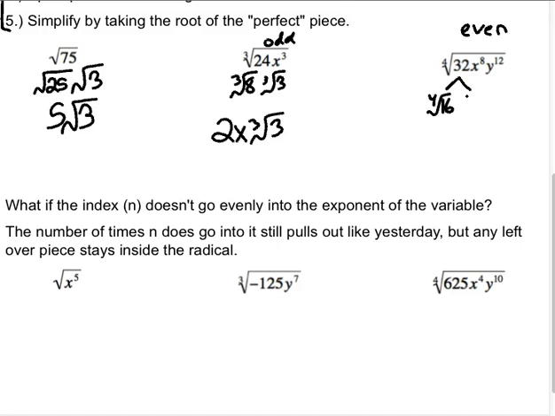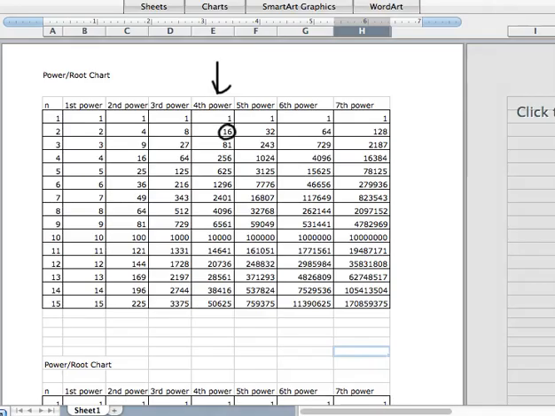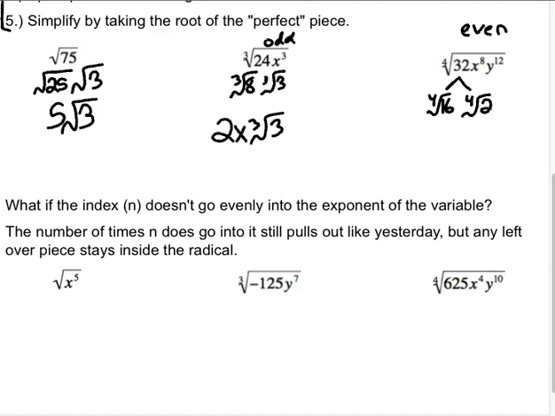Fourth root of 16, fourth root of 2. And the fourth root of 16, in case you've forgotten that one, is 2. So that simplifies to just 2. And then, of course, the fourth root of 2 is still stuck in there. How many times does 4 go into 8? 4 goes into 8 twice, so that comes out as an x squared. And 4 goes into 12 3 times, so that comes out as a y to the third.